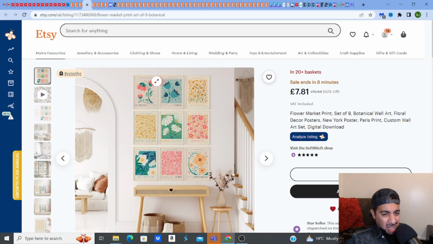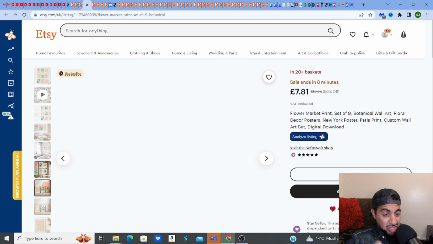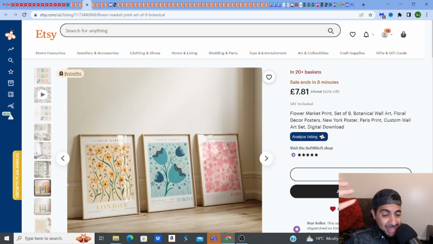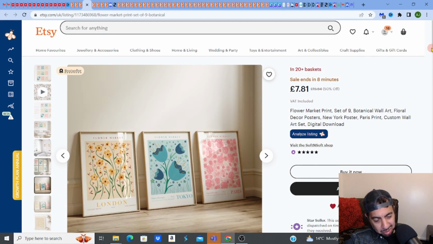It's got a set of 9 botanical wall arts, right? We can do this very quickly on Midjourney. Don't forget, these are digital downloads, but they've got these fantastic mock-ups so you can actually see how it looks in its setting, guys, right? This is literally digital downloads. Look, PDF. How much do you think this would make?